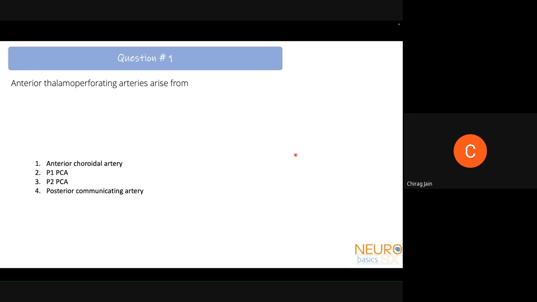So the first question is, the anterior thalamoperforating arteries will arise from which of these vessels? The anterior choroidal artery, the P1 PCA, the P2 PCA, or the posterior communicating artery? So for those who want to answer, please put down the message in the chat box.